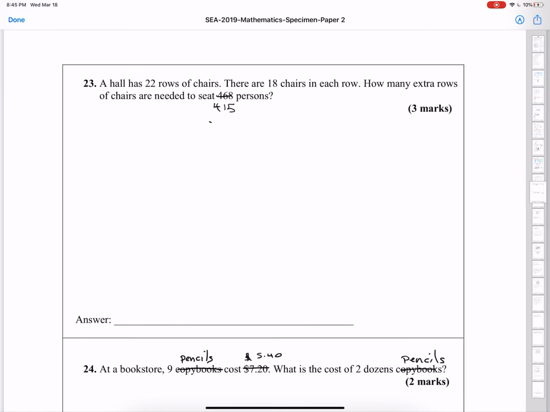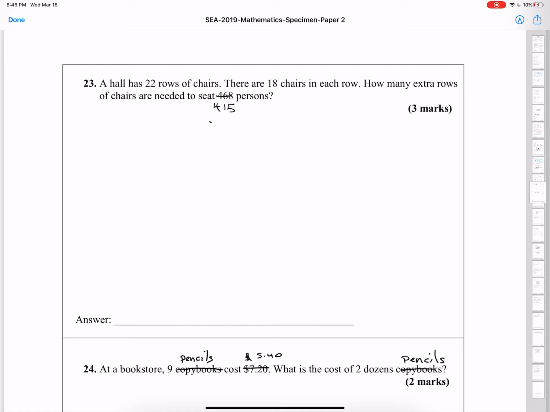A hall has 22 rows of chairs. There are 18 chairs in each row. How many extra rows of chairs are needed to seat 415 persons? Many children just read it and then they get confused because it's so many words. It's words and numbers, frustration in the mind.